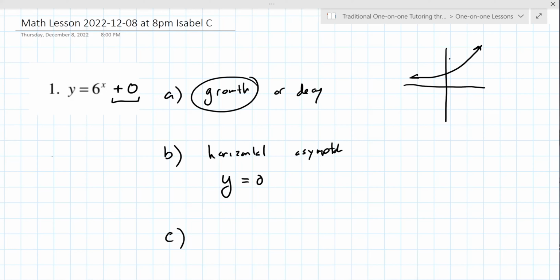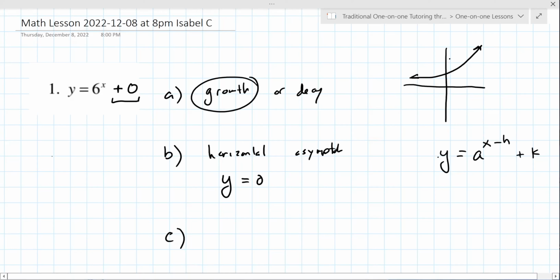So he gave us the equation. It's like y equals a, and then it's like x minus h, and then plus k. Plus k, yeah, that's what I was thinking. And then he was like, just plug it in to find which one was h and k.